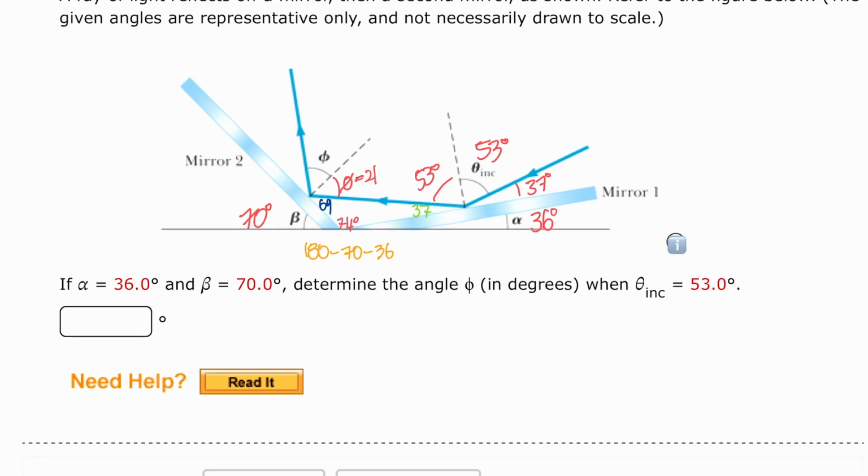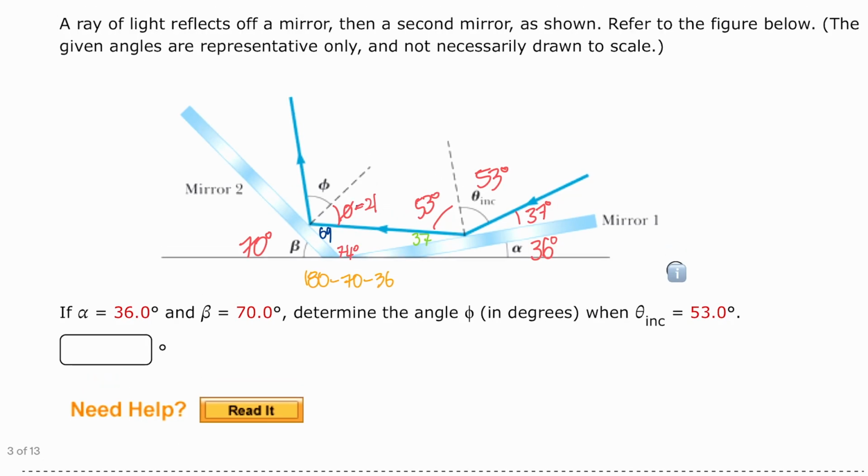So the first question asks us to find the angle here, and we're given alpha, beta, and the incident angle, which are here, here. What I first did was find out if there were any angles that we can find. So here we have a line, and we know 70 and we know 36, so I just did 180 minus 70 minus 36 to find the angle, 74 degrees.